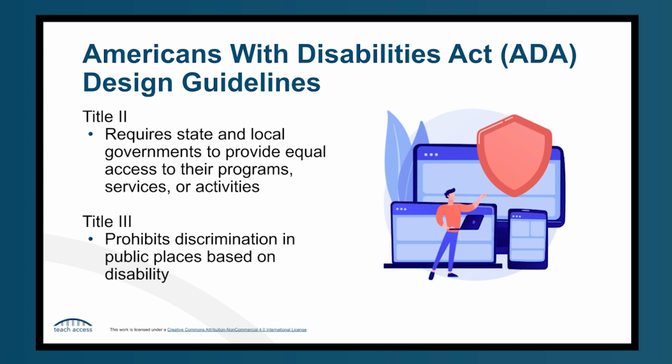Title III prohibits discrimination in public places based on disability, including places such as restaurants, hotels, movie theaters, museums, and hospitals. This can include digital products.